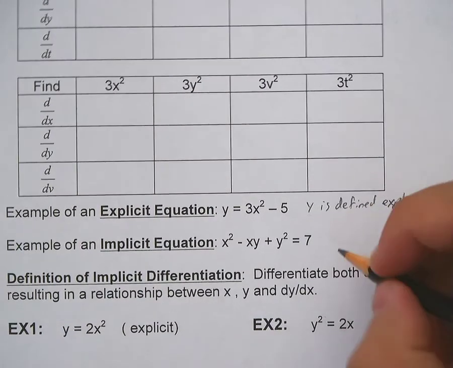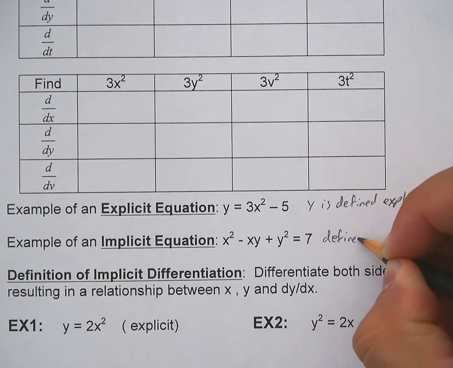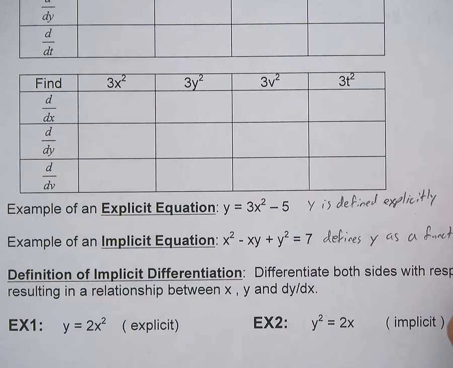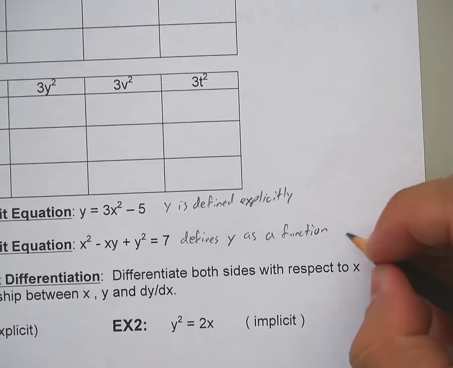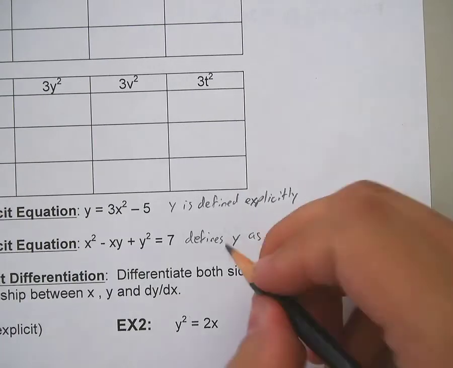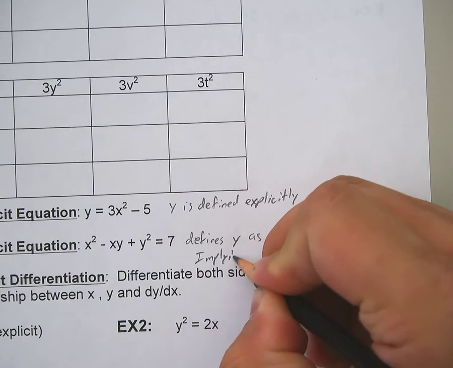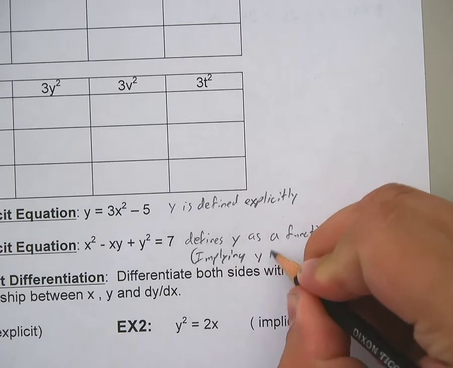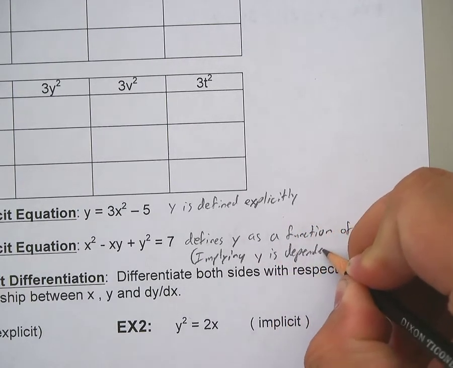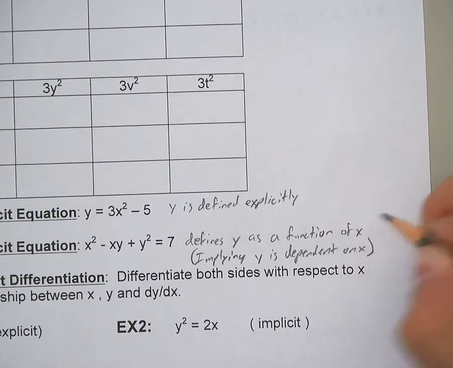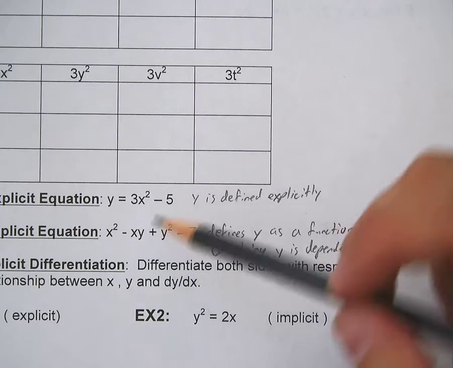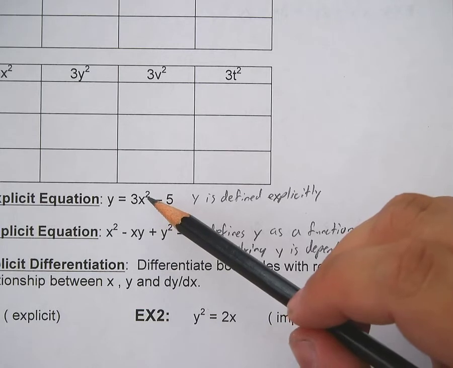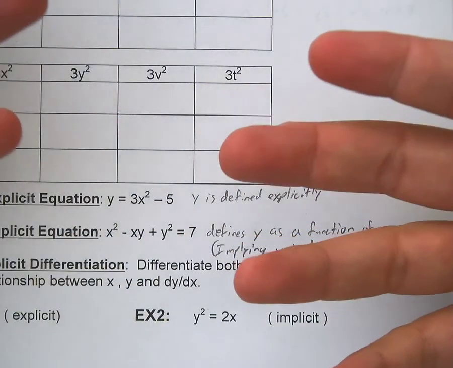Implicit, all right, this defines y as a function of x, but this is implying that. That's where we get the term implicit. It's implying that y is dependent on x. See, up here in this type of explicit equation, we have y is equal to, and if I change x, that's going to change y. So we would say that y is absolutely dependent on whatever value of x you get.